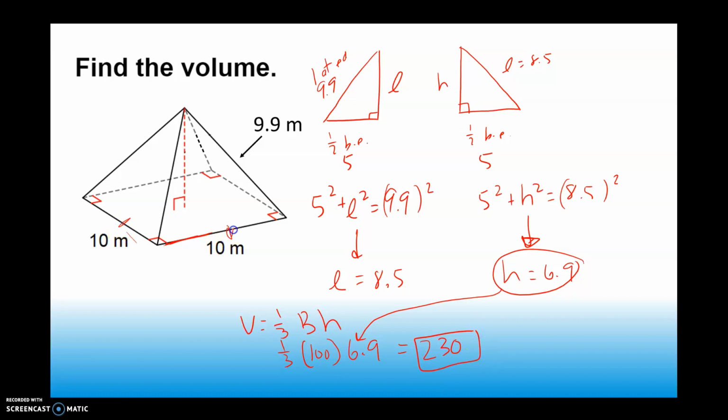Again, careful with your square pyramids. Those are the ones that are going to take a little bit more time. The other ones should be fairly easy, fairly fast.